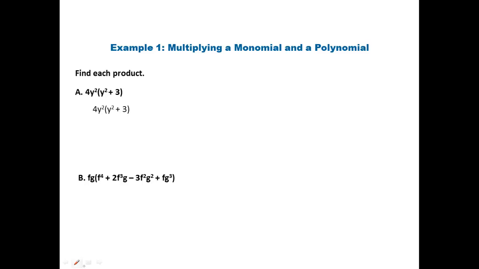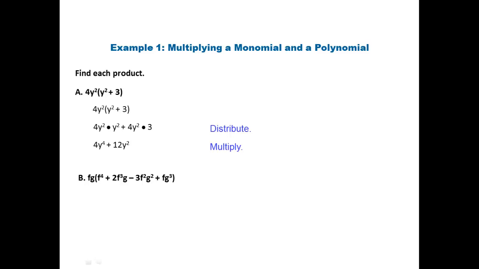What we're going to do is take 4y squared and multiply it by each term inside the parentheses. So first by y squared, and then by 3. And when we multiply, this is what we get. Since y to the fourth and y squared are not like terms, we can't combine them. That would be our final answer.